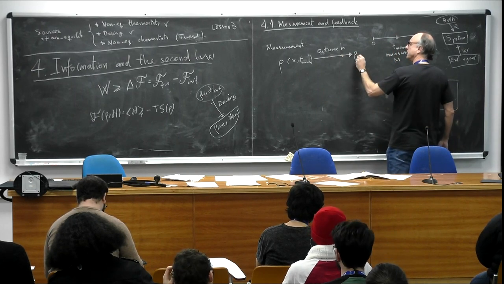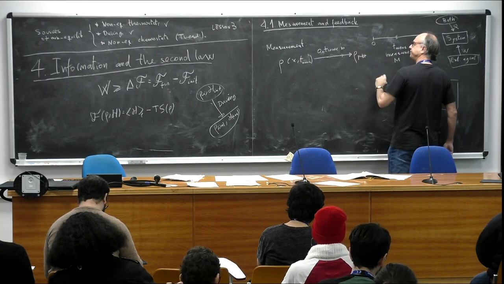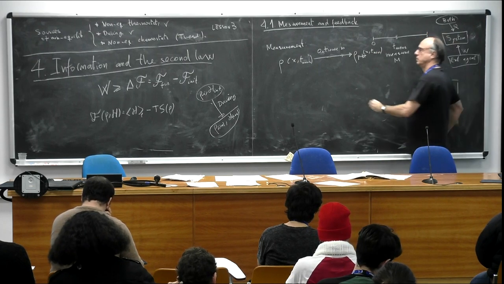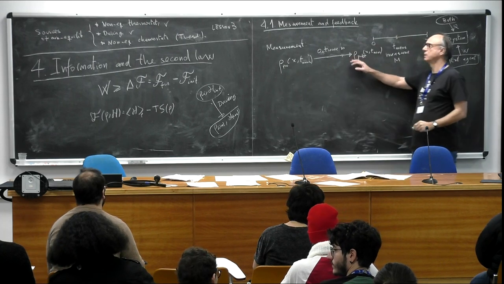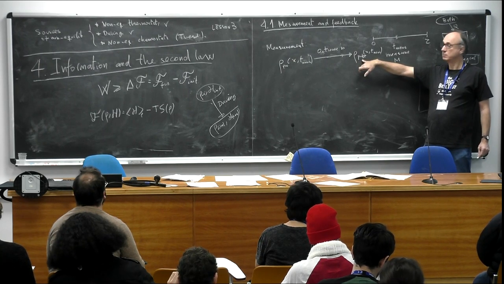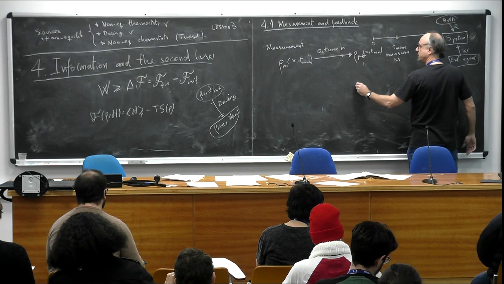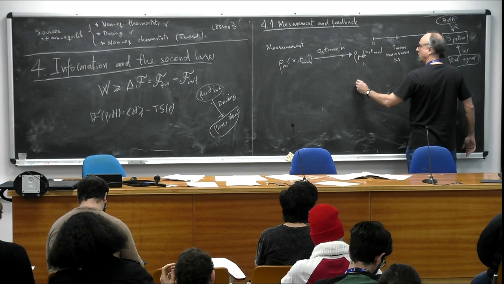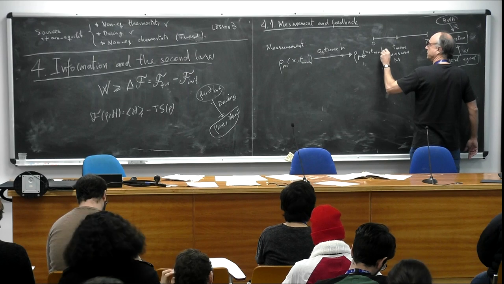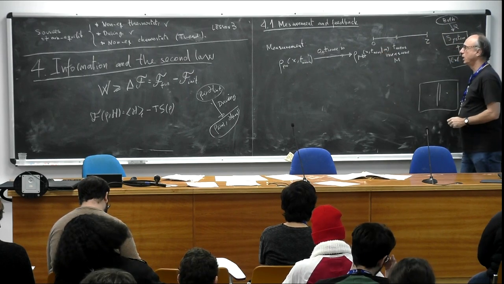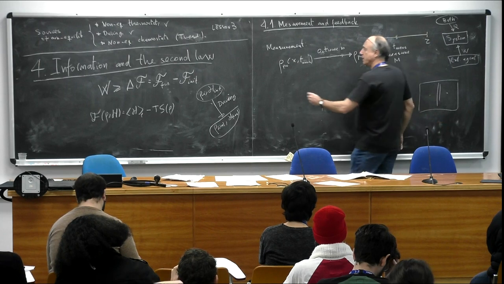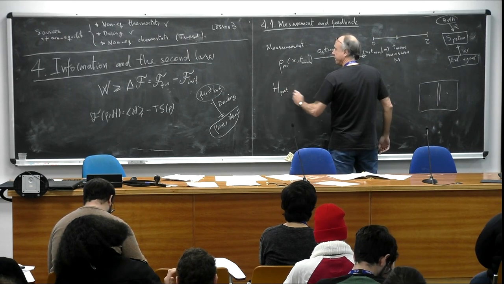Then I have to update the probability distribution using the information that I have. Remember that this is essentially Bayes' theorem. This is conditioned to some measurement, and so on. So now we have to just apply what we have learned before. What is the entropy of X after the measurement?